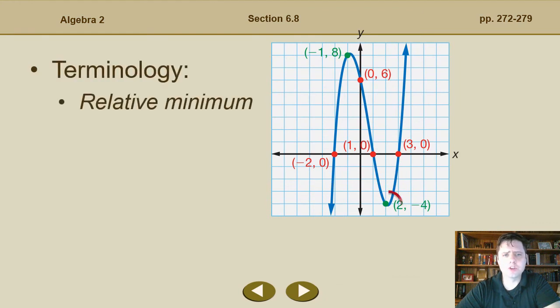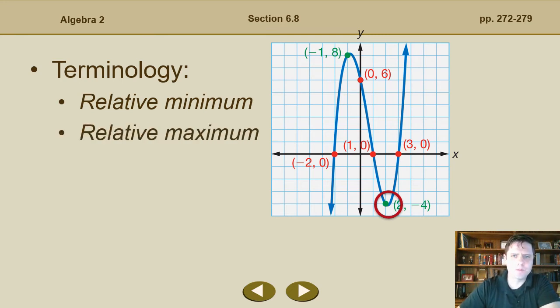So just a little bit of terminology. The relative minimum happens whenever we see a spot where the graph turns. So that's a relative minimum. It's at a valley. And then relative maximums happen wherever there's a peak, like right up here.